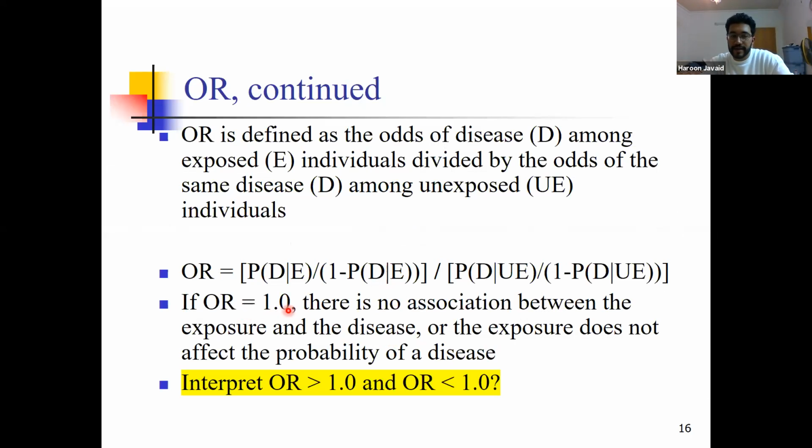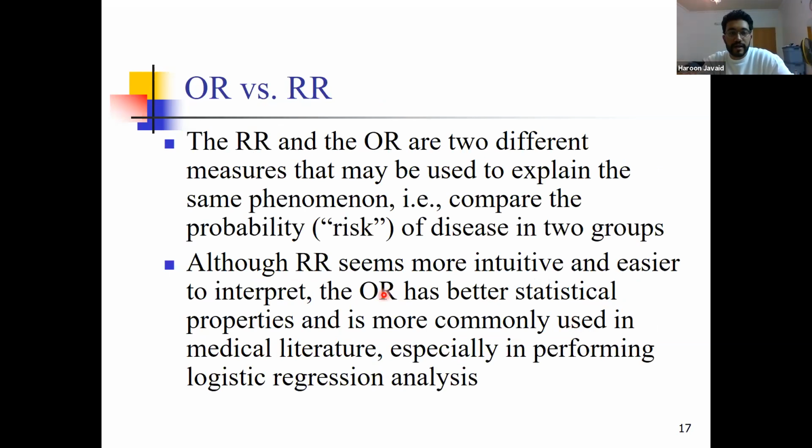Now, if the odds ratio is 1, then there is no association because one odds is not favored by the other. If odds ratio is greater than 1, that means that there is a favorable probability or more odds of this thing happening. If it's less than 1, that means that it is a protective effect or it has a negative relation. The relative risk and OR are different measures that may be used to explain the same phenomena. They compare the probability of risk between two groups of disease. Although relative risk seems more intuitive because it's using probabilities and is easier to interpret, this is why we use relative risk whenever we can.